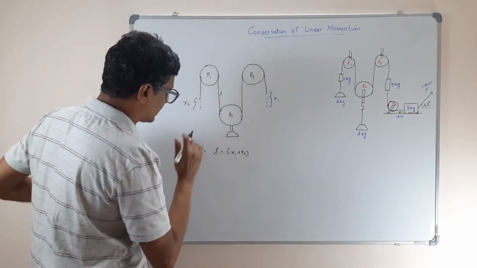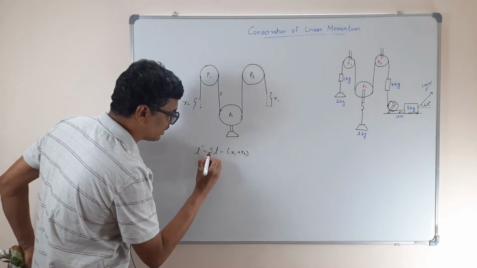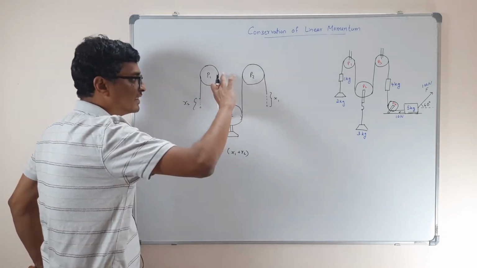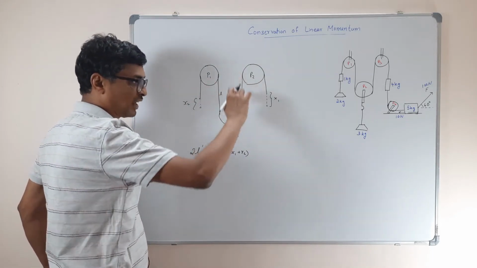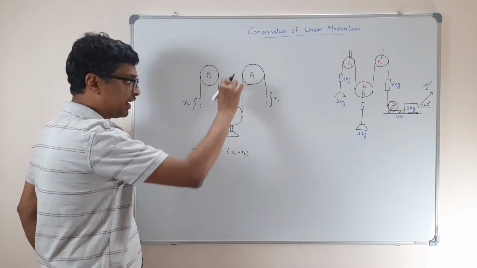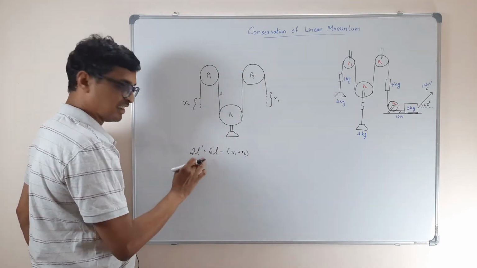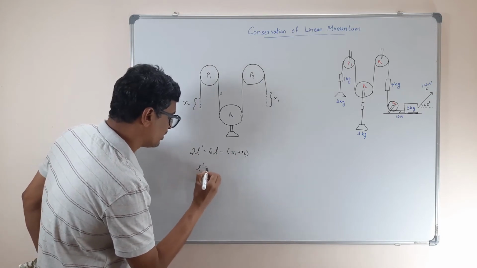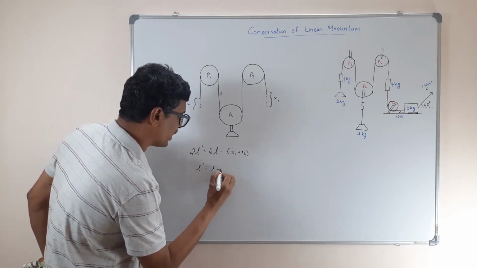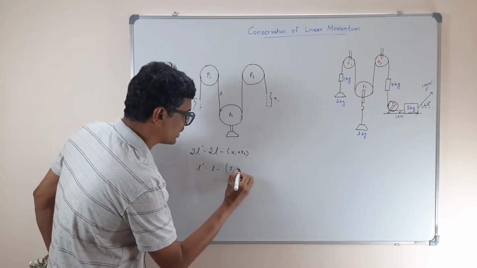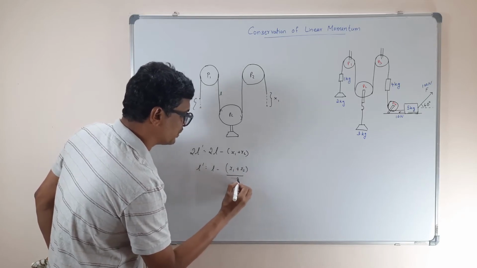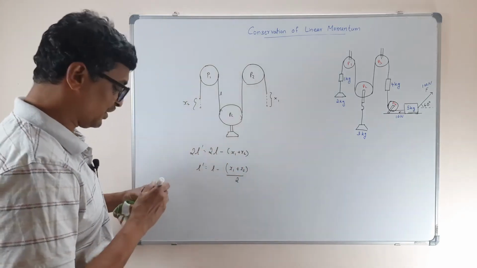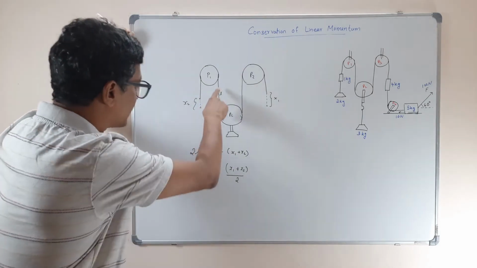I shouldn't write it as L. Let me call it 2L. L is this length. Am I right? This is the total length. So now 2L prime will become this. Therefore, L prime will be how much? Tell me. L minus (x1 plus x2) by 2. Correct? You got it? I took it as 2L prime because I am not taking the total length.